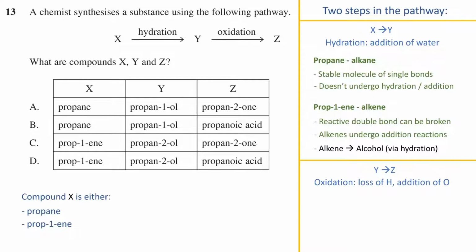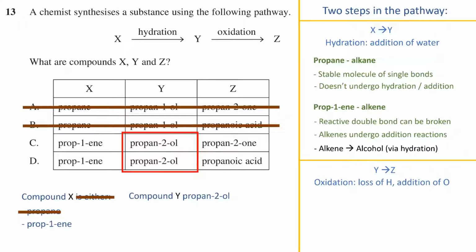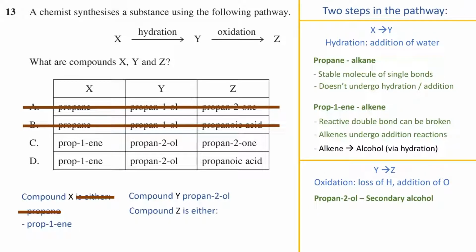This means we can now eliminate options A and B, and that molecule Y is 2-propanol. 2-propanol is a secondary alcohol, with the OH group connected at a carbon with 2 other carbons attached. As seen by options C and D, the product compound Z is either 2-propanone or propanoic acid.